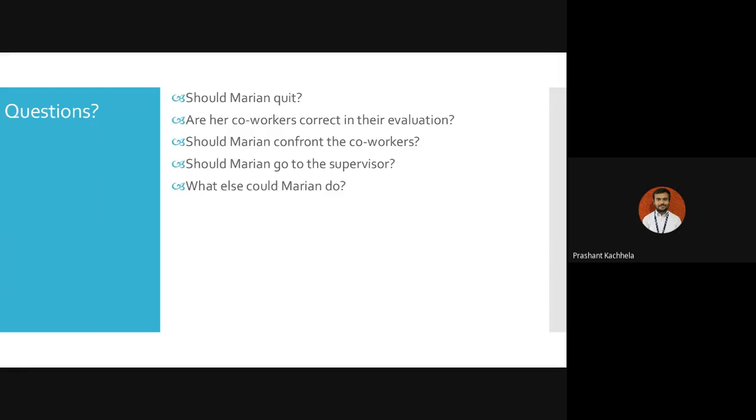Likewise, it should be there as well. And even the next question is very much important. What else could Marian do? We have seen two solutions, either to confront them or to go to a supervisor. Or what could be the other solution? What do you think that other solution can be possible there? Do you think that there is another way as well, which Marian can do?